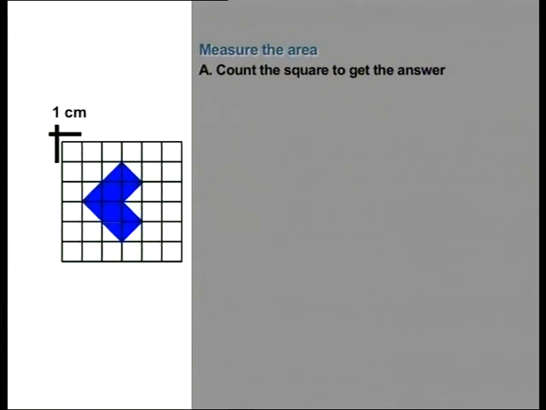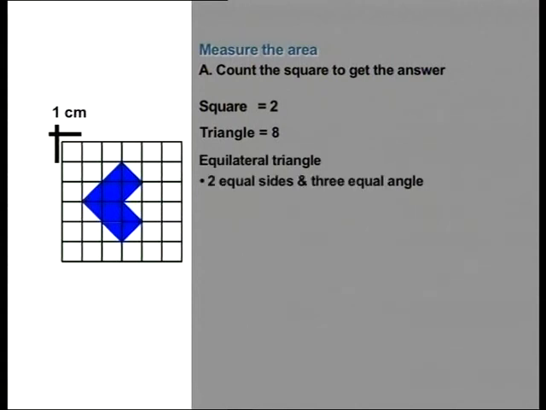Let's count the squares to get the answer. 1, 2, 2 squares. Let's count the triangles. 1, 2, 3, 4, 5, 6, 7, 8. 8 triangles. As this is an equilateral triangle, it has 3 equal sides and 3 equal angles. As you can see, 2 equilateral triangles can be combined to make 1 square. Let's divide the 8 triangles to get 4 squares. 8 divided by 2 is equal to 4.